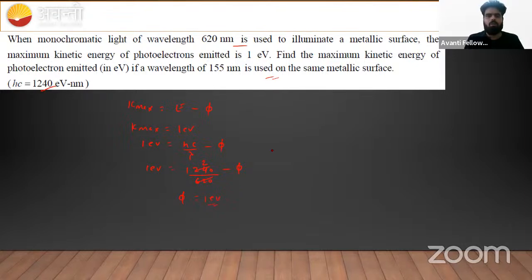Once we get the value of the work function, apply the formula for K maximum again. In this case, hc upon lambda, where lambda is 155. Put this value again: 1240 upon 155 minus 1 electron volt. If we solve this, we will get the answer. This will equal 8 electron volt minus 1 electron volt, that is 7 electron volt, which is the right answer. Okay, let's move to the next problem.